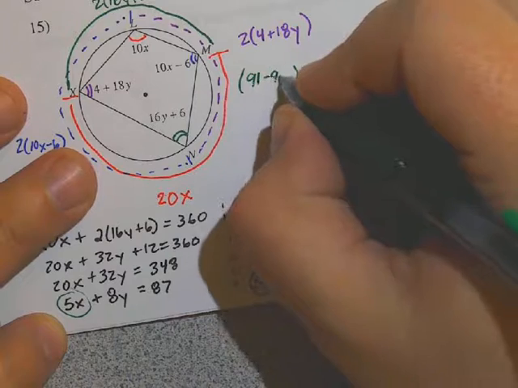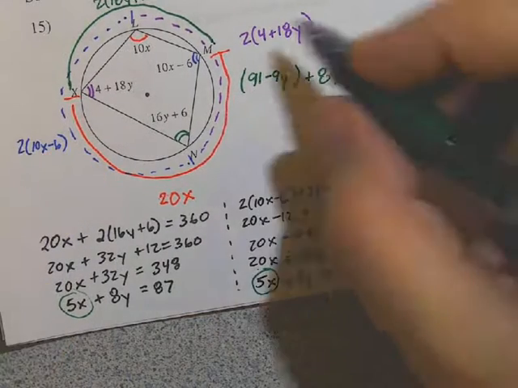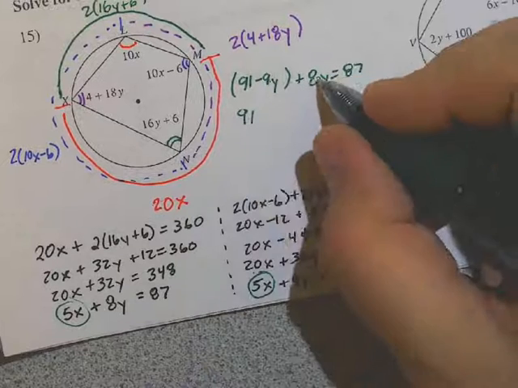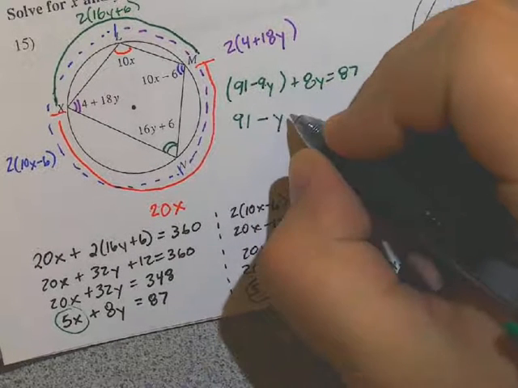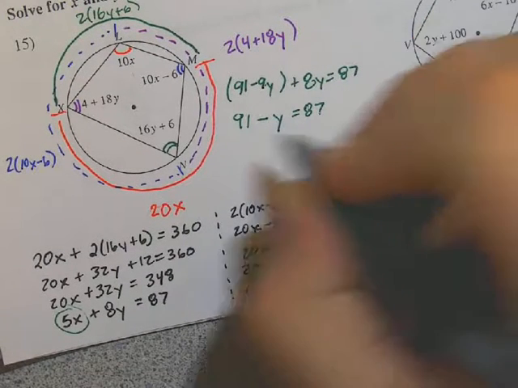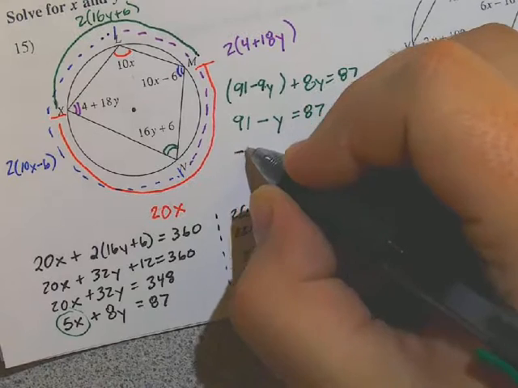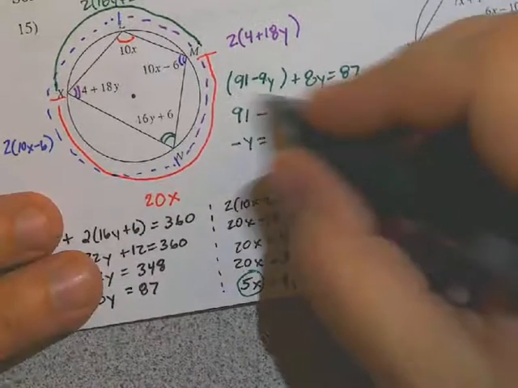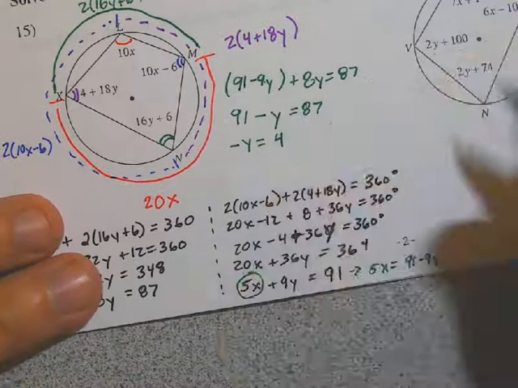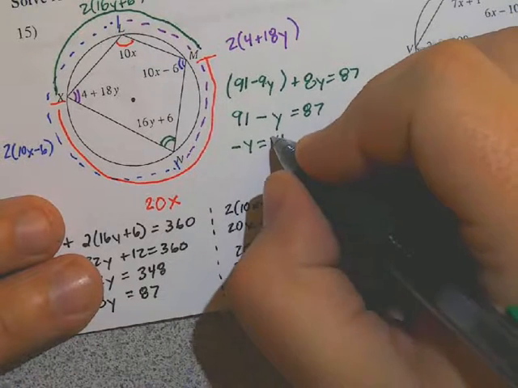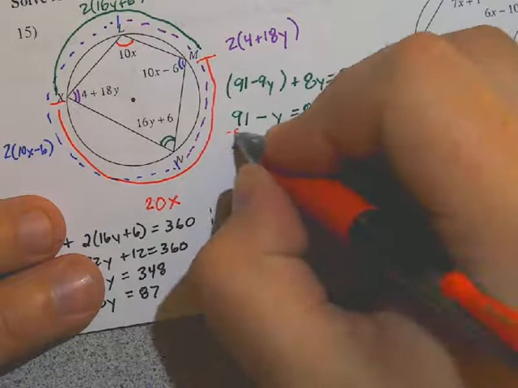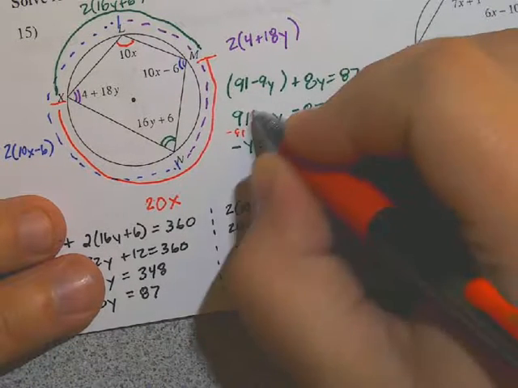So instead of 5x here, I'm going to put a parentheses, plus 8y equals 87. So this is this equation, something plus 8y equals 87. But instead of 5x, I'm going to put what 5x equals. 5x equals 91 minus 9y. Okay, so now putting those together, I'm going to get 91. A negative 9 and a positive 8 is going to make a negative 1y. Subtract 91 from both sides.